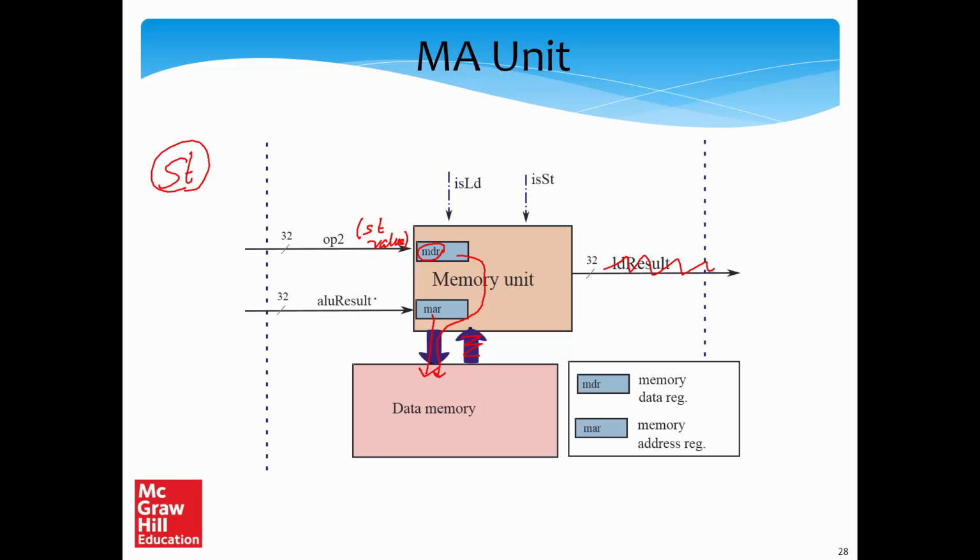So the memory unit is very simple. In the case of a load, it takes an address and returns a value. In the case of a store, it takes a value as well as an address and performs the operation. There are two control signals that control the operation of the data memory: isLoad and isStore. They are again generated by the control unit.